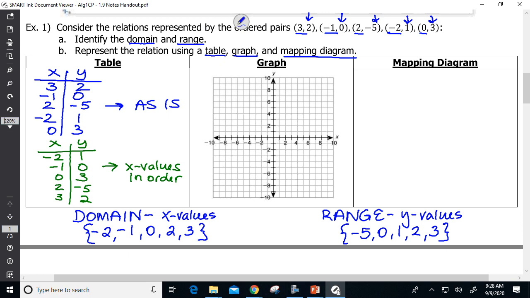All right, let's take the graph. For the graph, you just plot the points. So 3 comma 2, 1, 2, 3, up 2, negative 1 comma 0, 2 comma negative 5, negative 2 comma positive 1, and 0 comma 3. Again, you don't have to connect the dots. We'll do more of that next week, but you just need to plot the points.